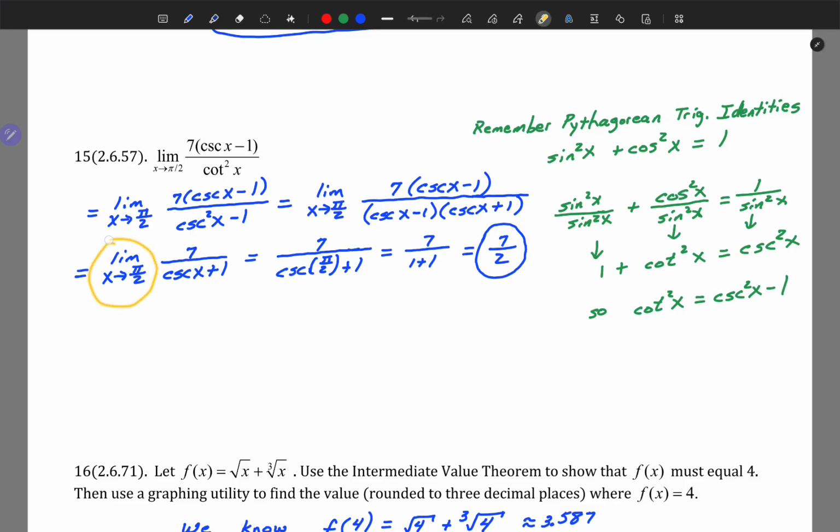So from this step to this step, please notice I dropped the limit because I physically plugged pi over 2 into the place of x. I know that the cosecant of pi over 2 is 1. 1 plus 1 gave me a 2. My final answer was just this 7 over 2. Gorgeous problem. Love that one.